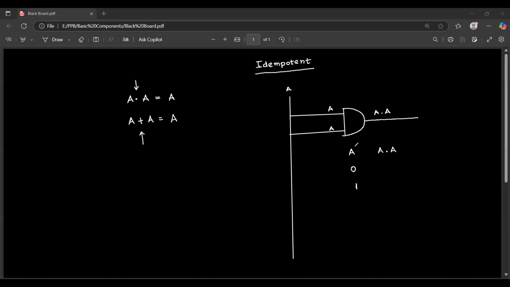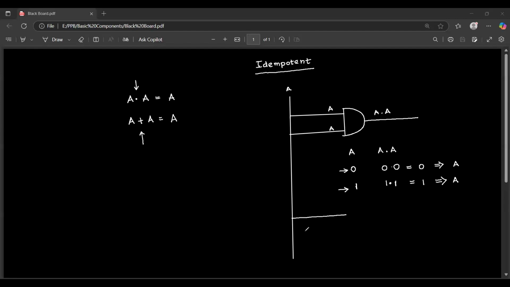Tell me, since A is equal to 0, what will be A dot A? That will be 0 dot 0, which means 0 AND 0 is equal to 0, which is actually A. The value of A in this case is 0, so when you do an AND gate with two of those A, you get the output as A. Similarly, 1 dot 1 will also give you 1, so here also the output is A when A is equal to 1. This is how the idempotent law works.